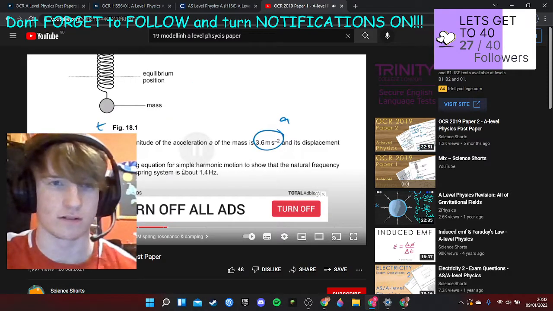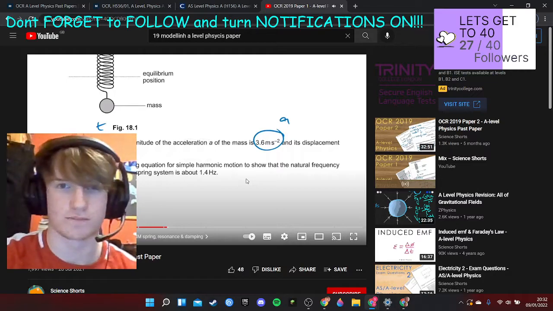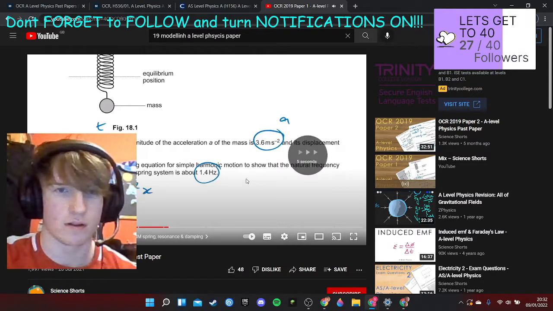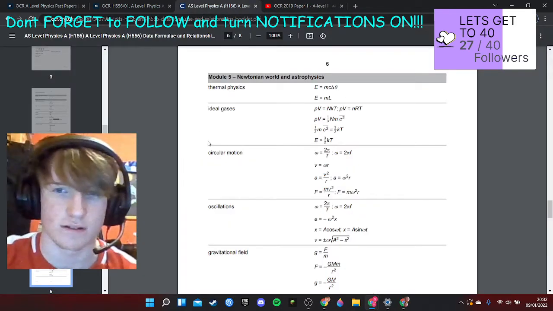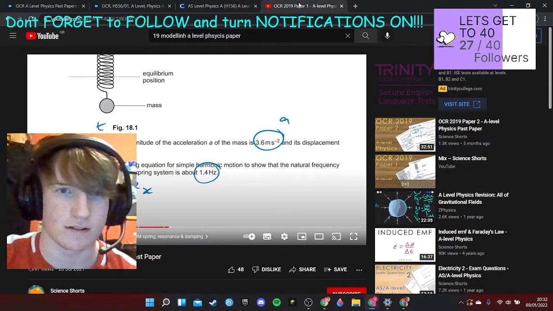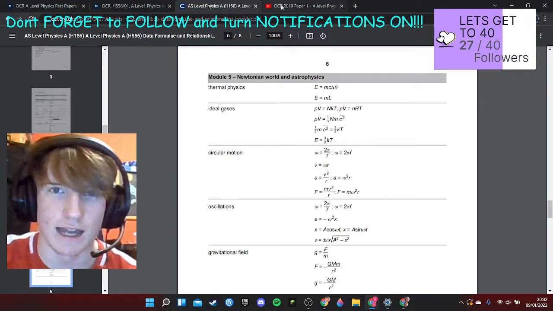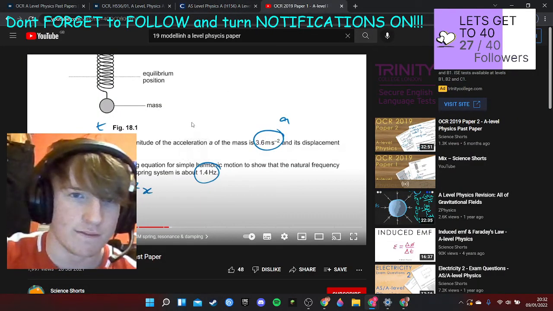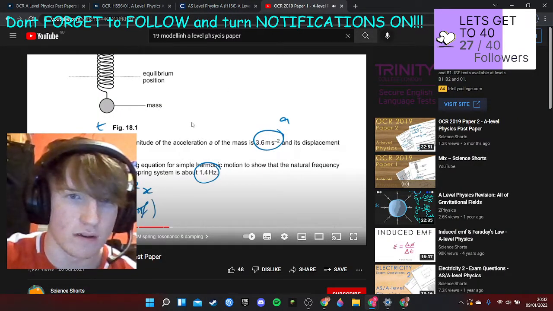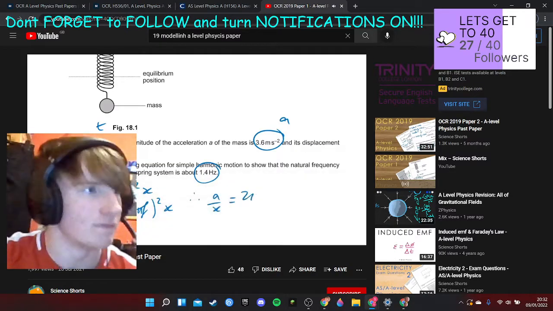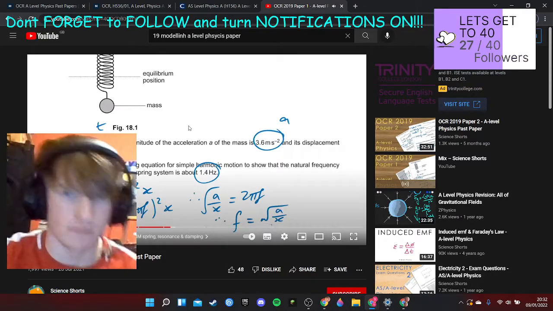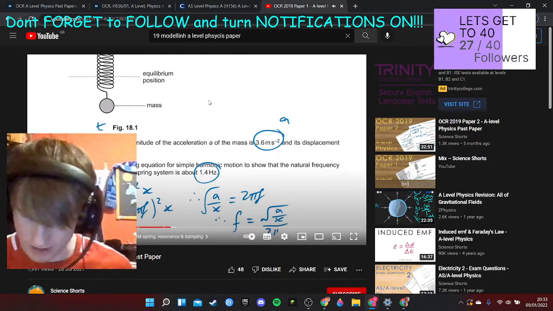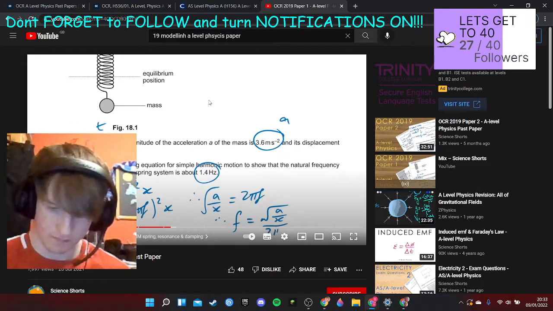What did this guy do? It's about 1.4 hertz. Write down x, and we might need a time later. a equals omega squared x, but why is it not put minus in? So a is equal to 2 pi f all squared times x. Rearranging this, a over x is equal to 2 pi f squared, so f is equal to the square root of a over x divided by 2 pi. So it's the same thing, he just didn't use the minus.